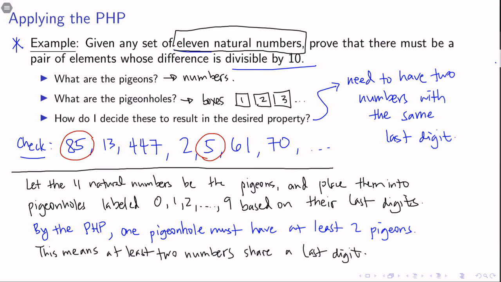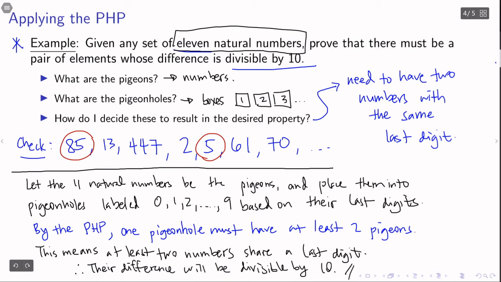And I don't really care what the last digit is. It could be 3, it could be 9, it could be 7. It doesn't matter. Because now I know that if I take their difference, wherever they are, their difference is going to be divisible by 10. Right. And that completes the proof for this particular example.